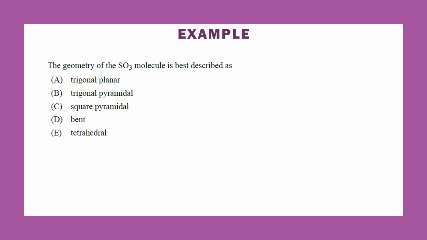Okay, the geometry of the SO3 molecule is best described as what? I'm going to go through the steps for the more complicated Lewis structures. For SO3, I'm going to add up the valence electrons. Each atom has 6, and there's 4 atoms, so there's 24 total valence electrons. We always put the least electronegative in the middle. I just made 3 bonds, so that's 6 electrons used up, leaving me with 18, and I'm going to fill up the valence shells of the outer atoms first.